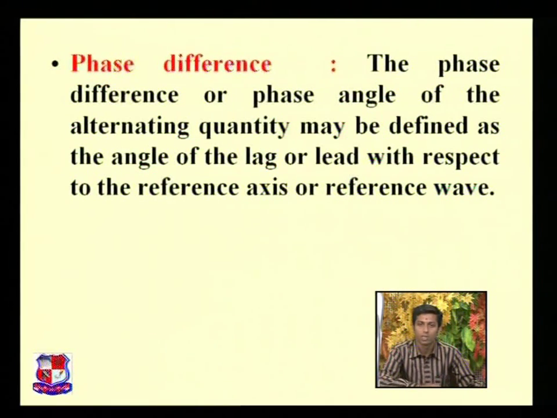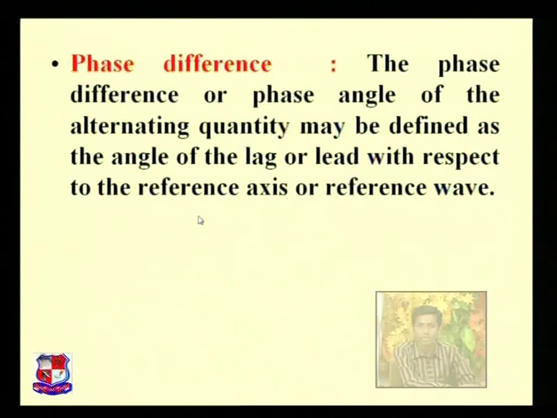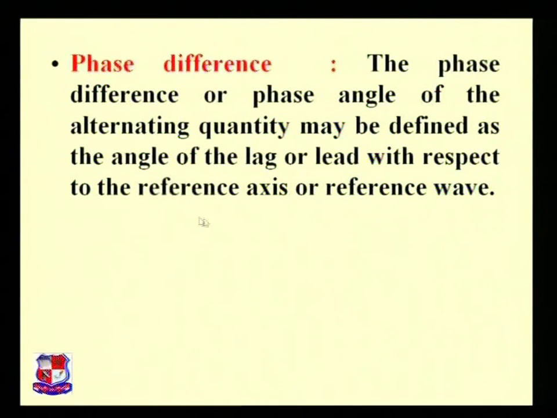Third important is phase difference. The phase difference or phase angle of an alternating quantity may be defined as the angle of lag or lead with respect to the reference axis or reference wave. So difference means it may be lagging or it may be leading. We take one reference axis. As a reference, we take either voltage or current, and then with respect to voltage or current, the second signal is lagging or leading by some phase angle, that is called phase difference.